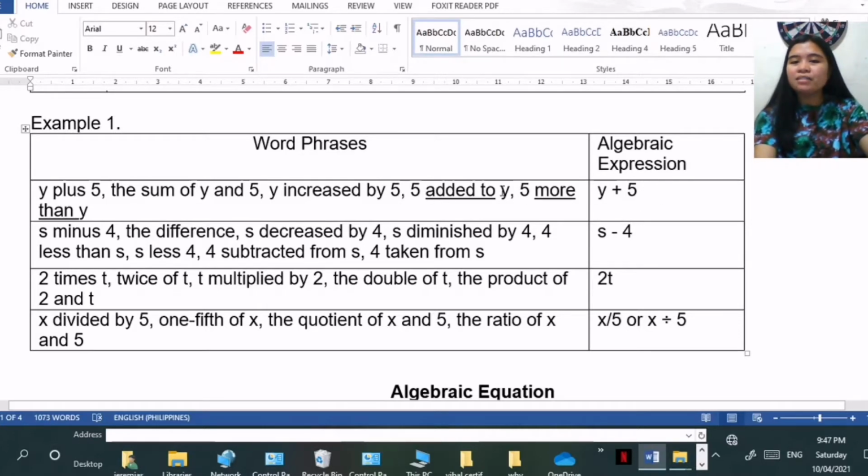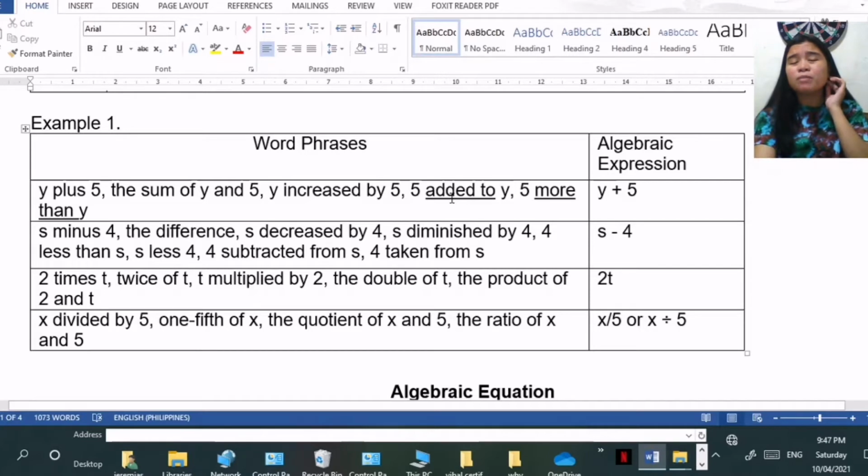And then, 5 added to y. O diba? 5 added to y. Naunang banggitin si 5 bago ang y. Pero pagdating dito sa algebraic expression, nauna si y bago si 5. Kasi di ba? Balik tayo sa grammar natin sa English. Di ba? So, ibig sabihin kasi diyan, kapag tinagalog mo yan, si 5 i-add mo daw doon kay y. Kaya po siya ganito. Okay po? Added to. Ayan. Kaya po siya nauna. Kaya nauna ang y sa 5.